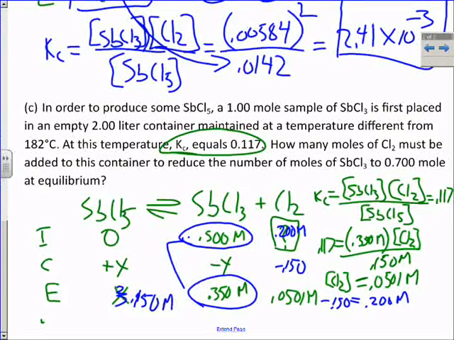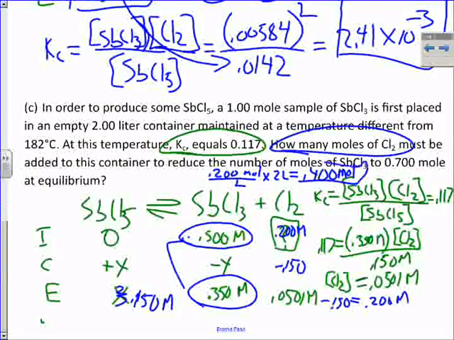Now look at what the question is. It says how many moles of Cl2? Remember, it was 0.200 molar in 2 liters. Well, 0.200 molar, that is that many moles for every 1 liter. And if I multiply that by my 2 liters, I have 0.400 moles. That's what I had to have at the beginning.